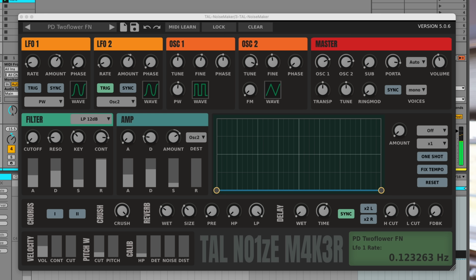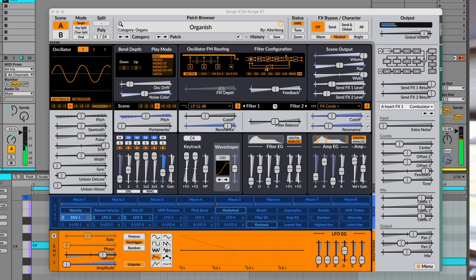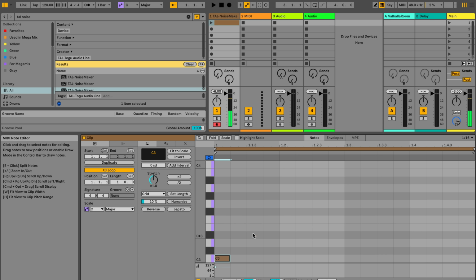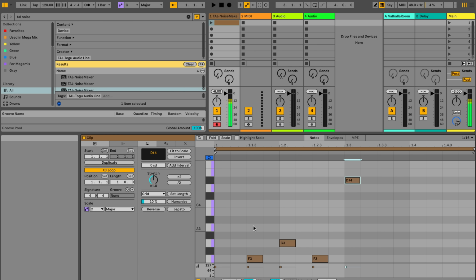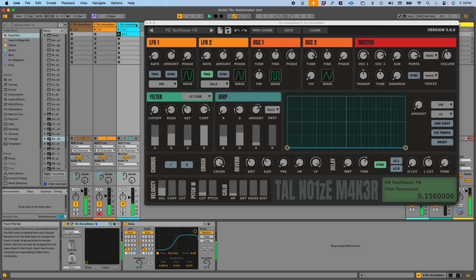There are a bunch of wonderful free plugins like TAL-Noisemaker and Surge XT, and those can teach you pretty much anything you need to know about analog synthesis without spending any money at all. The workflow when working with software-based synthesizers is also much, much smoother than it is with hardware, so that's another consideration.